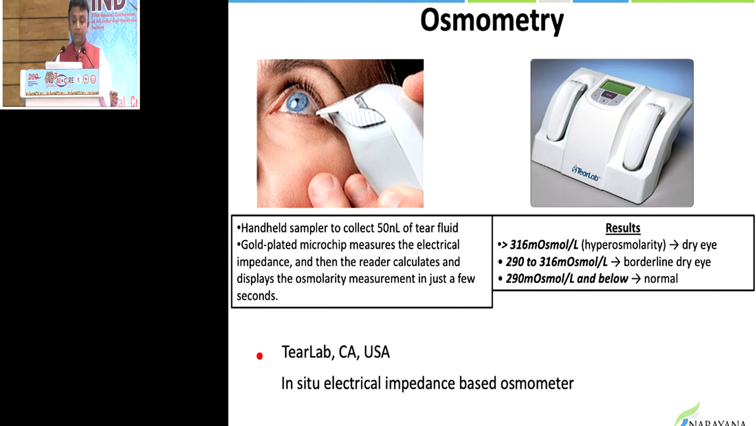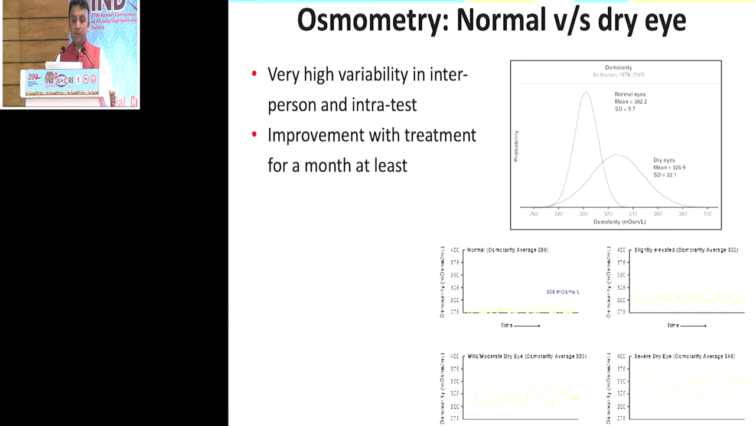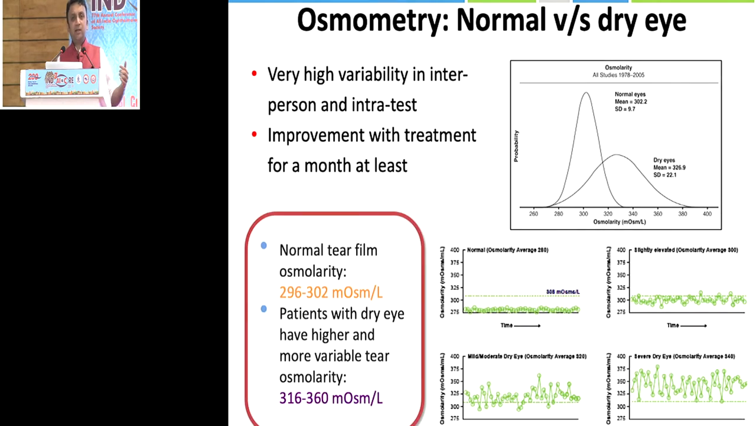Rushar told us about osmometry, that osmolarity checking you can do. There are now instruments which can help us study the osmolarity. But interestingly, there is such high retest variability in these machines that though they claim that 316, anything more than that, is abnormal, if you look at the entire data, abnormal cases like dry eye cases have such high variability that a lot of dry eye and normal have crossover. So a normal patient also can have more than 316 osmolarity, and a dry eye patient may have less osmolarity.